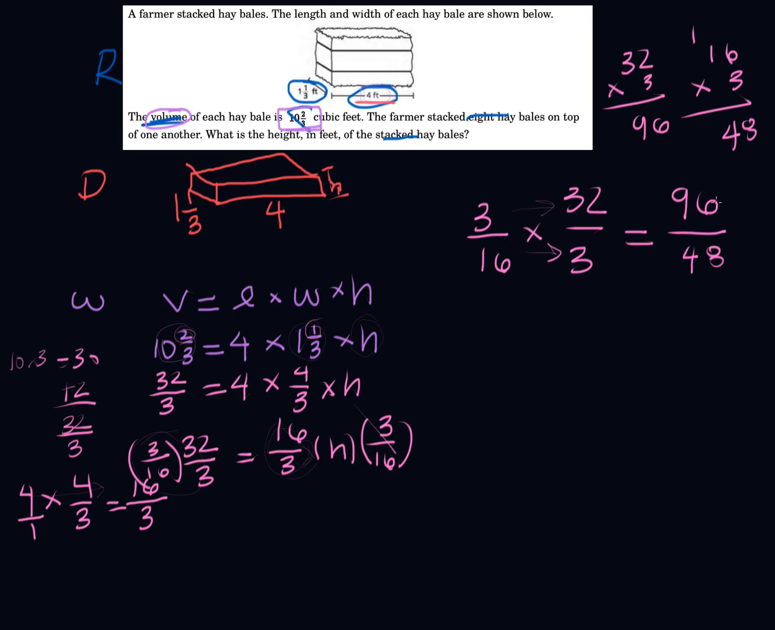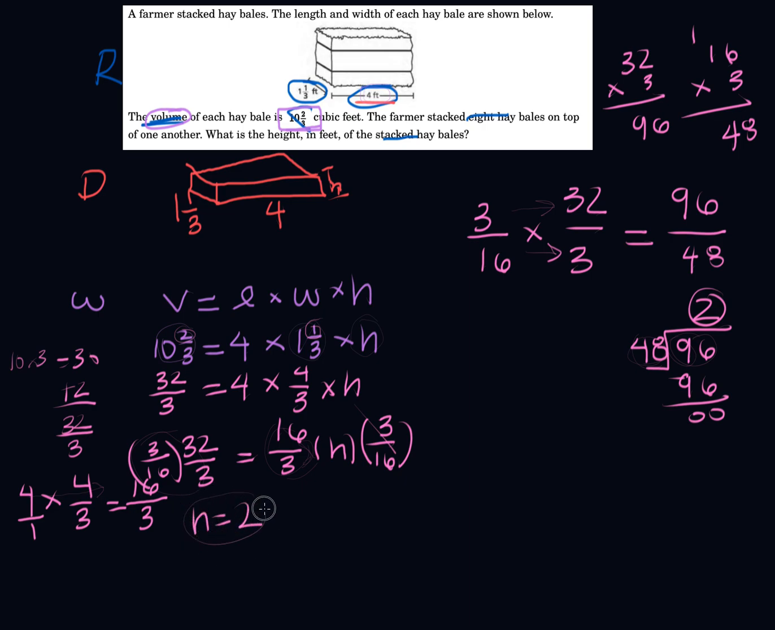And can this be simplified? Yes. 96 goes inside the house, 48 is at the door. Can 48 go into 9? No. Can 48 go into 96? Yes, 2 times. So multiply, 96, 0. And our answer is 2 up here. So we have h equals 2.